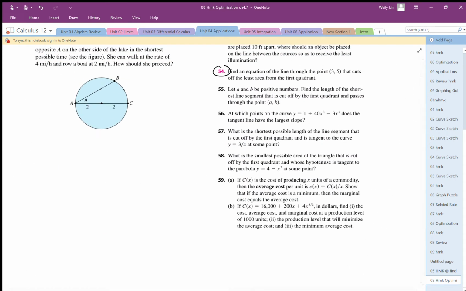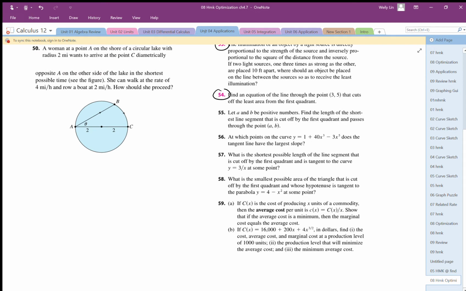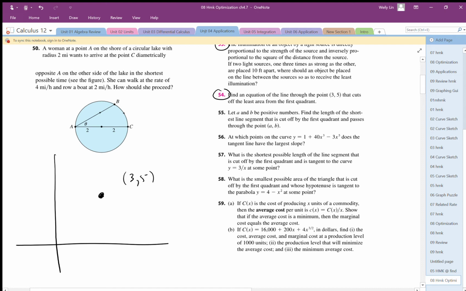Okay, so this problem here is number 54. It's the equation of a line through the point (3, 5) that cuts off the least area from the first quadrant. So I'm just going to draw 3 over, 5 up, maybe somewhere around there. Okay, that's the point (3, 5). And I know there's a line that cuts through here that's going to give us the least amount of area. Okay, and that line is going to have the equation y equals m times (x minus 3) plus 5.